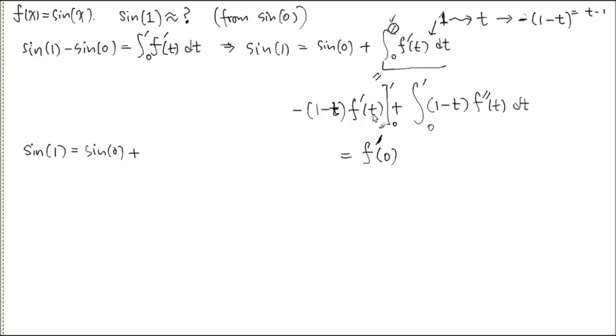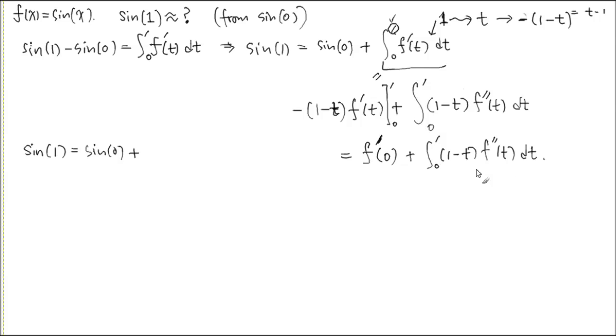f prime of 1 disappears because of this being 1, and that's the nice trick about that. This term isolated here doesn't have anything about f of 1 or f prime of 1, anything like that. So this one is just simply the integral from 0 to 1 of (1 minus t) f double prime of t.